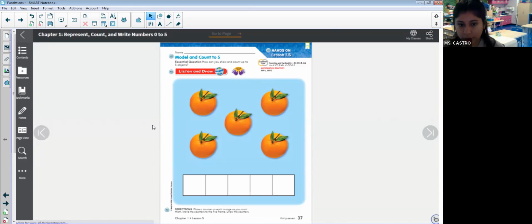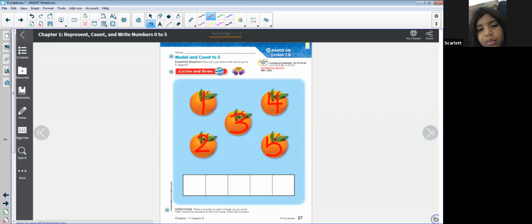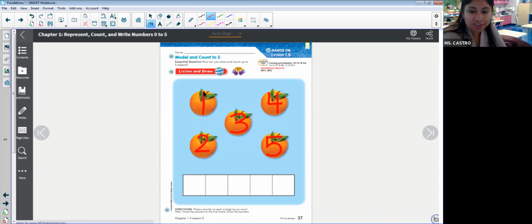So I'm going to start labeling the oranges first, and the way we label is we use numbers. So I'm going to write numbers on the oranges to show how many we have. 1, 2, 3, 4, 5. Miss Kasia stopped at the number 5 because I counted 5 oranges.